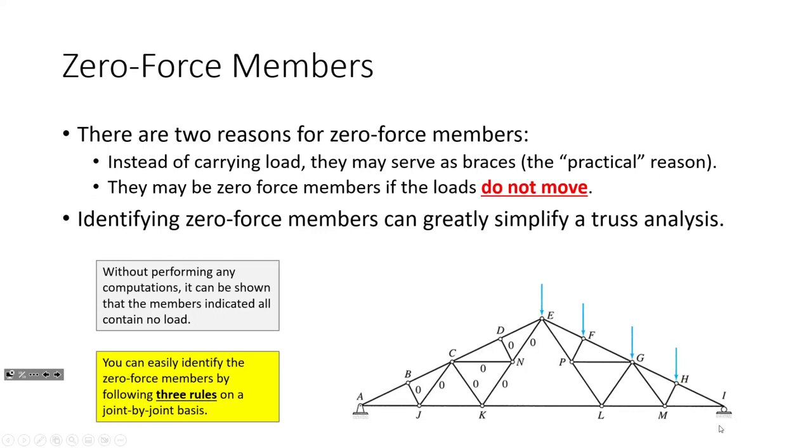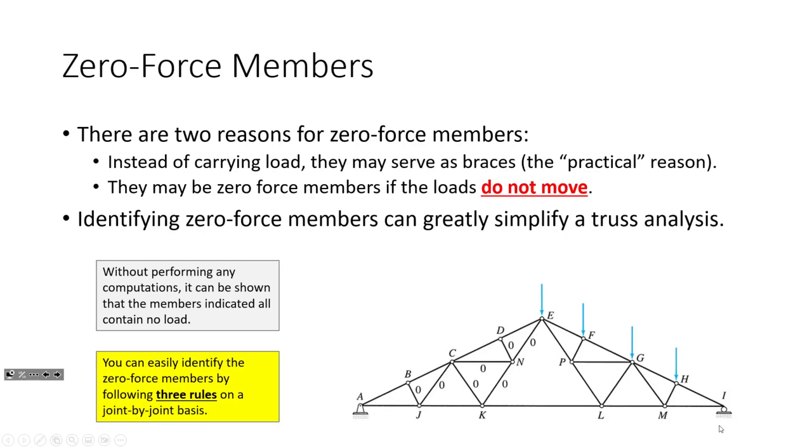I have worked on trusses where there were truss members that were zero force members, but they were sized not to carry load, but to serve as braces for the elements in compression. Okay, that's one reason. The other reason is we are only making a determination that it is a zero force member based on a specific set of loads. What if those loads move? What if I'm dealing with a different load case?